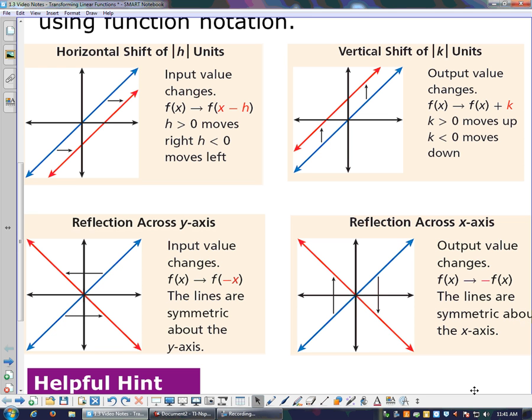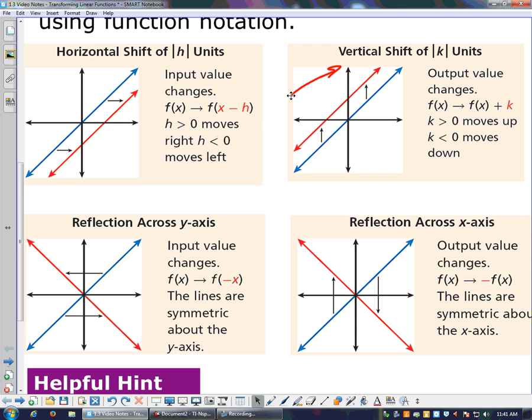And then if you wanted to have a vertical shift of absolute value of k units, we're focusing right here now, then the output value is going to change. So f of x plus k would be your new function. If k is greater than 0, it moves up. If k is less than 0, it moves down.